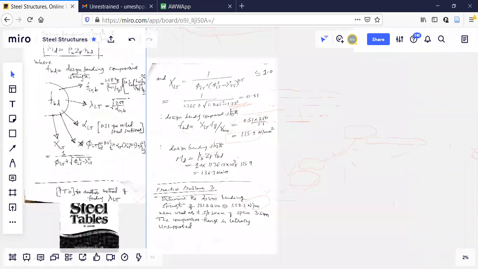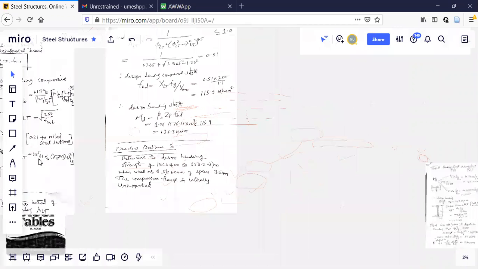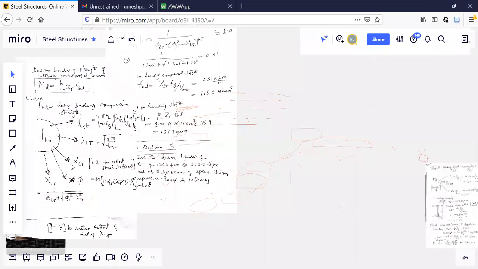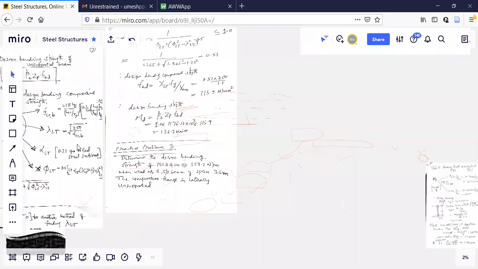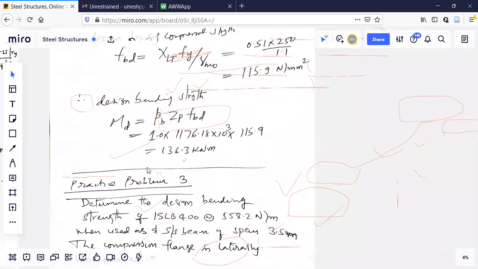Now I think you should be able to solve it using the code book. At least you know the procedure. I'll just give you these parameters, their names, what lambda LT is, all those things. Now see here, finally what I have done, design bending strength is FBD. It is calculated, divided by 10 raised to 3 finally. I have not done it, but here I have written 136.3 kilonewton meter. It is in Newton mm, divided by 10 raised to 6, you will get 136.